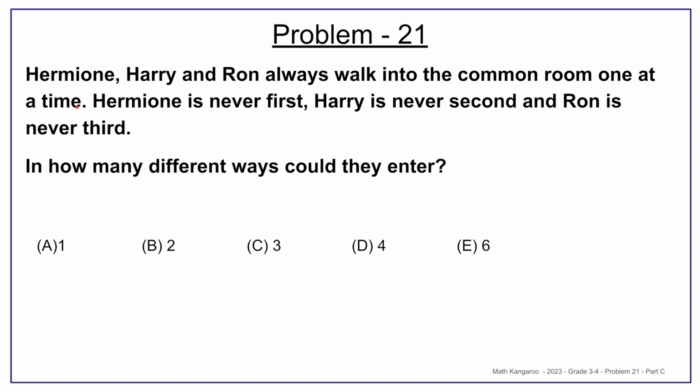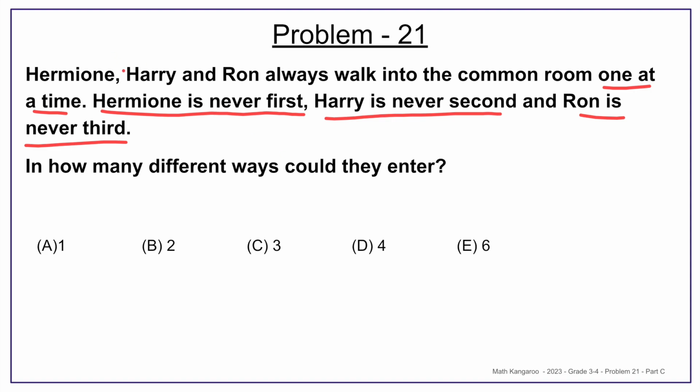Problem 21. Hermione, Harry and Ron always walk into the common room one at a time. Hermione is never first, Harry is never second, and Ron is never third. In how many different ways could they enter? These are our options. So when we have this kind of problem where we have to determine the sequence or position of an individual, we will always follow along the question.